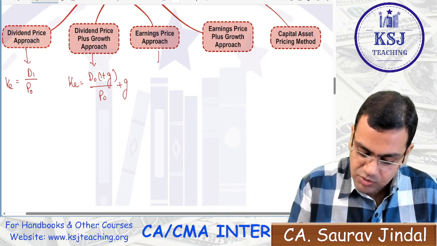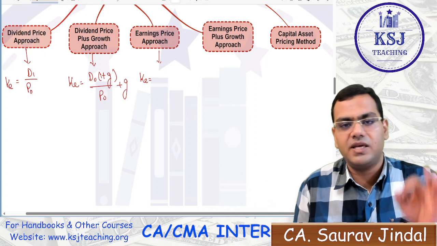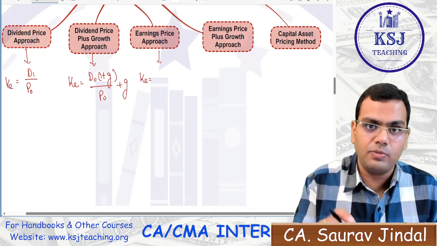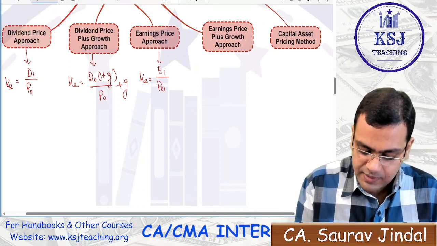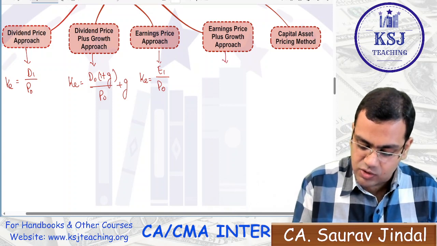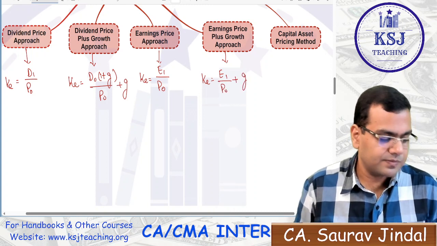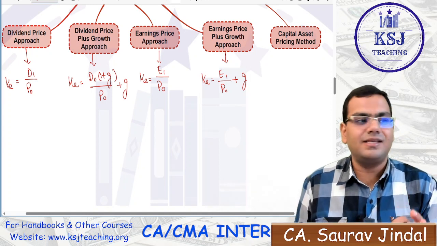Then the next model, earnings price approach. It says the cost can be calculated on the basis of earnings also, because ultimately the dividends are to be paid from earnings only, right? So here it is E1 divided by P naught. Then earnings price plus growth, that is KE is equal to E1 divided by P naught plus growth rate, right? Then the last one is the capital asset pricing model.